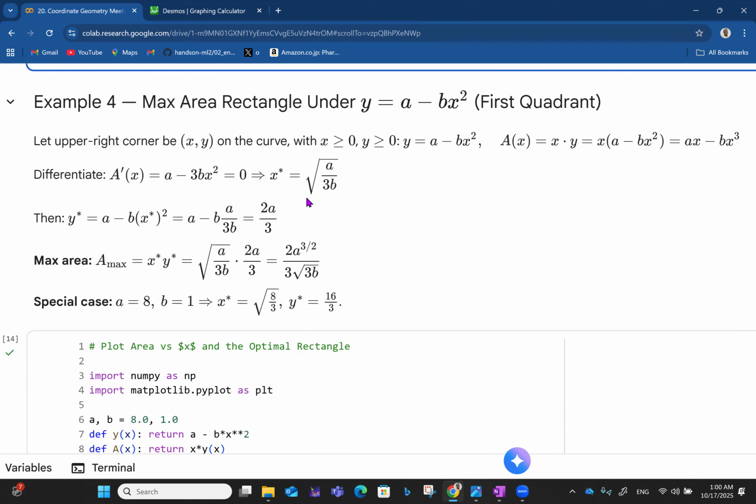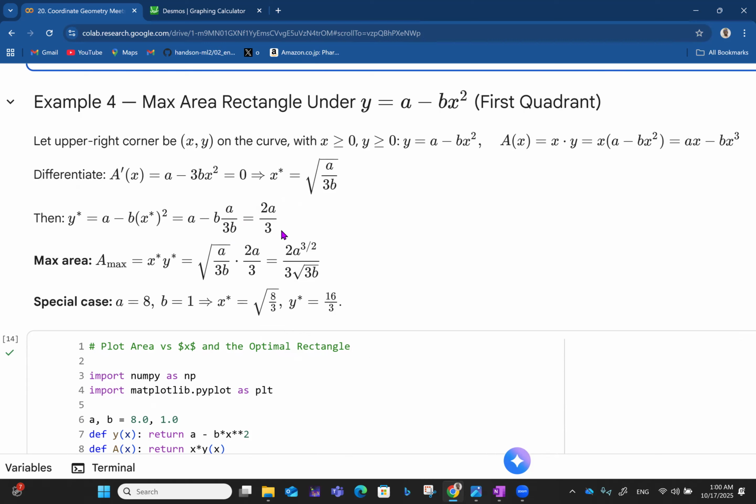So it's only positive, no negative, because we're talking about area. We can't have negative area. It's not like the other one that we did. So then y star now will be you substituting this value. So we have a minus b x star squared. That's a minus b into a over 3b. When you square this now, the square root is gone. A over 3b, so b cancels out. So at the end of the day, you have a minus a over 3.